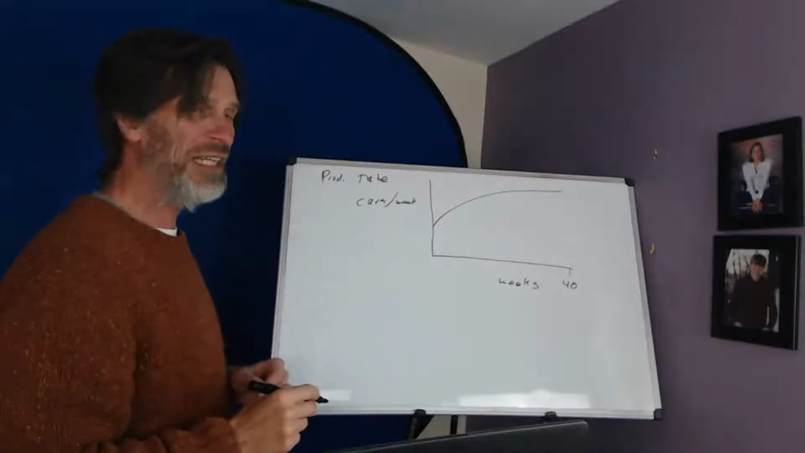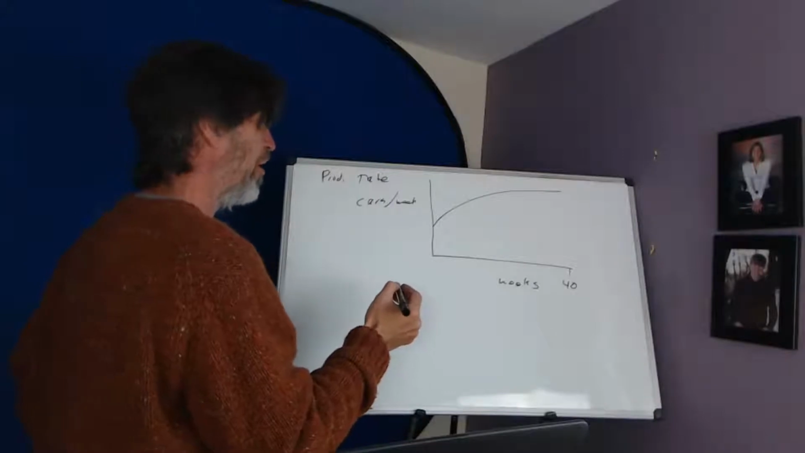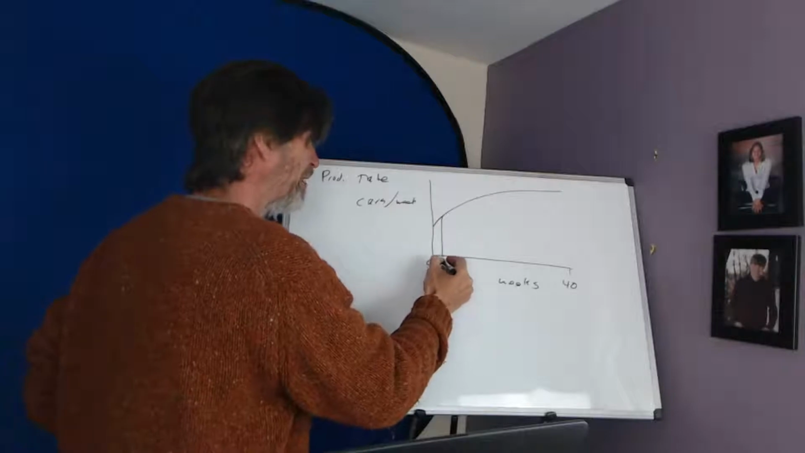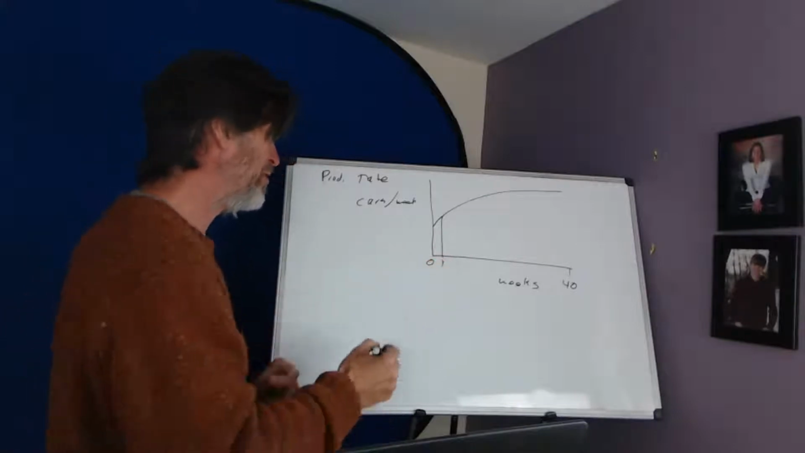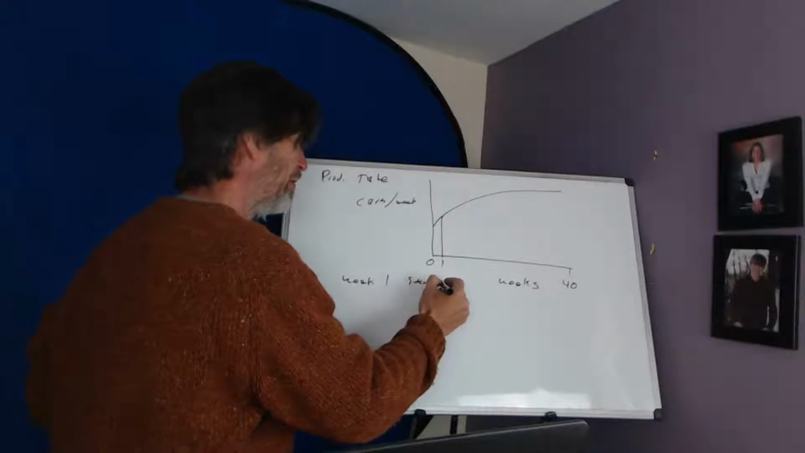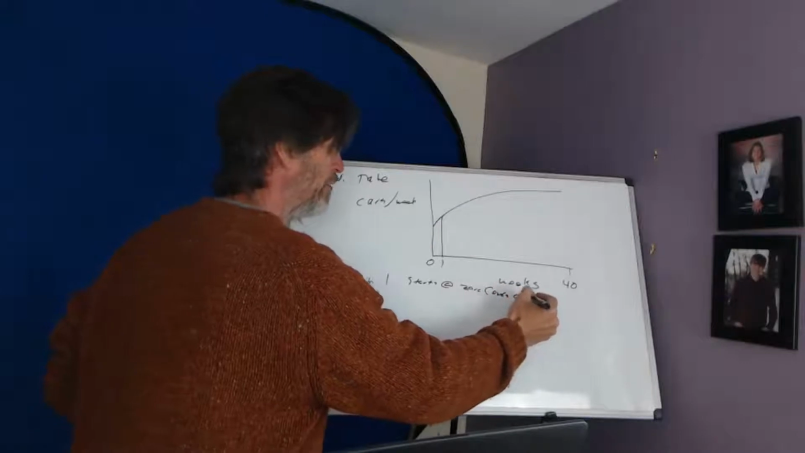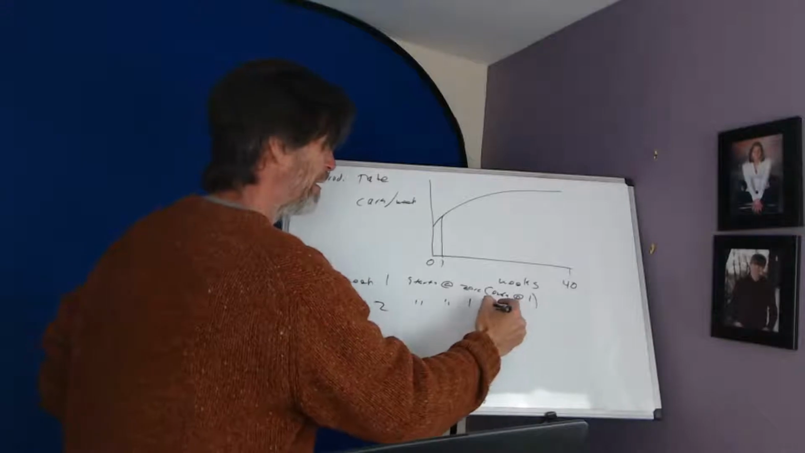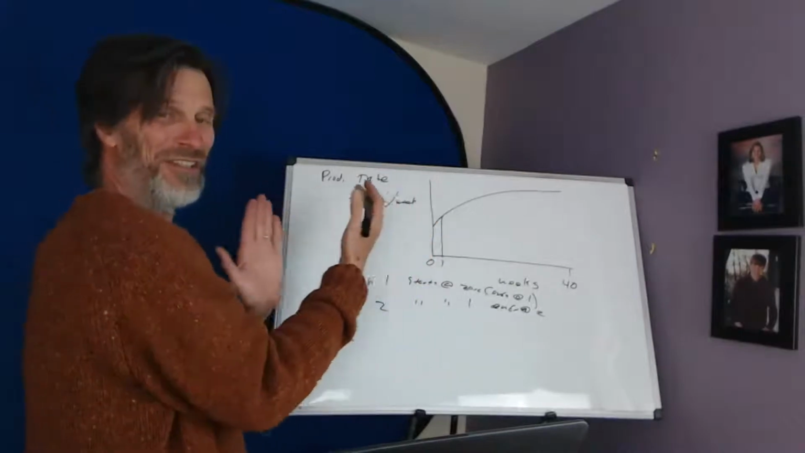So we have to be a little cautious about how we number these weeks. If I ask what's the cars per week for the first week, here's the first week. It starts at 0 and ends at 1. So week 1 starts at 0 and ends at 1. Week 2 starts at 1 and ends at 2. Okay, so the counting is off just a little bit.